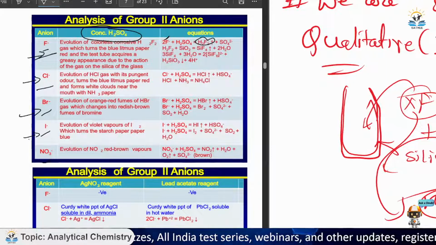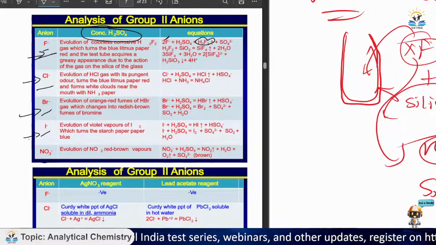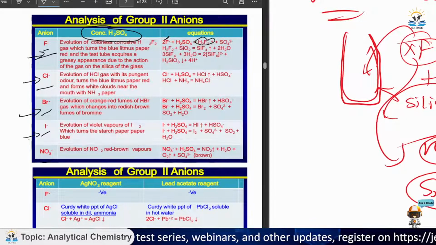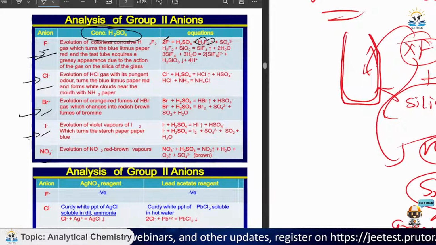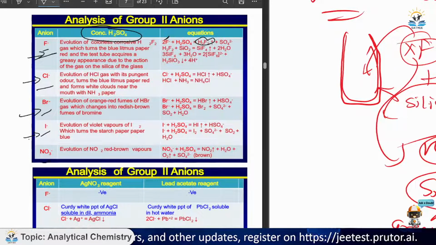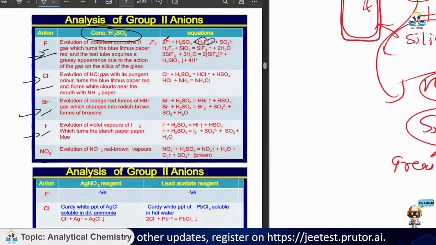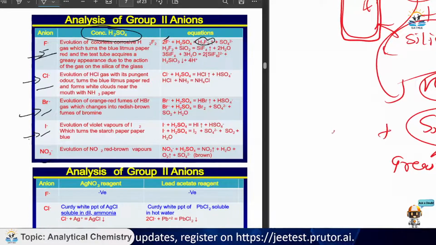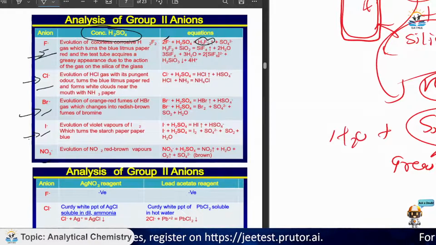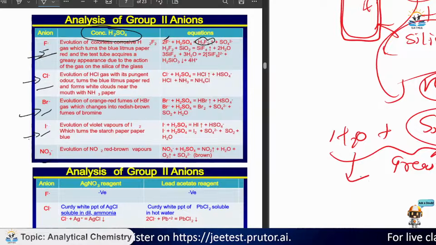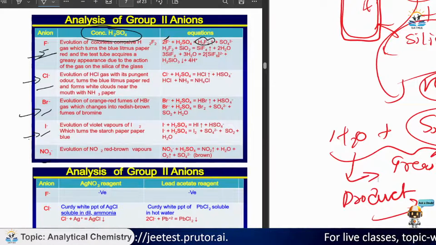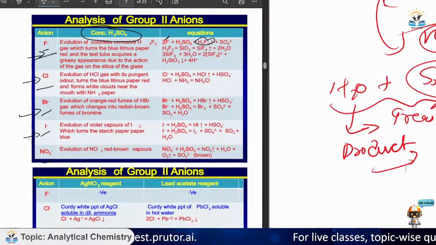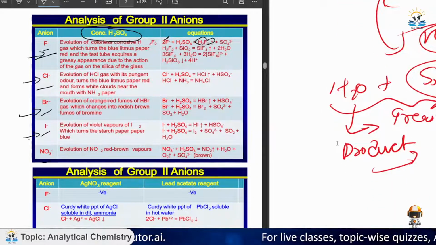it will form SiF4, which gives something of greasy appearance. Not directly, because there will be some water also as a product. So its product will form some greasy appearance, and we can confirm the presence of the fluorine minus ion. We can also check using litmus paper, as it is written.